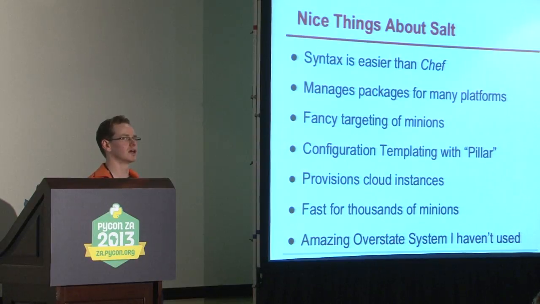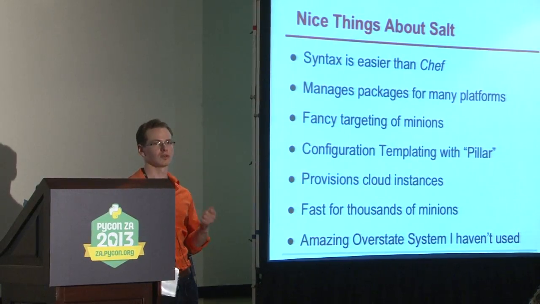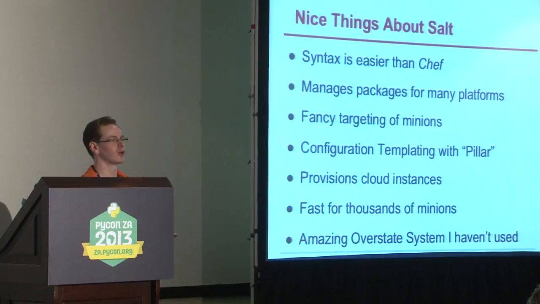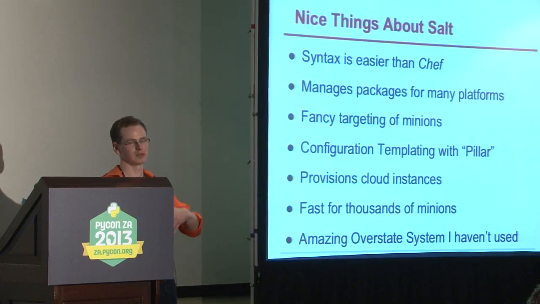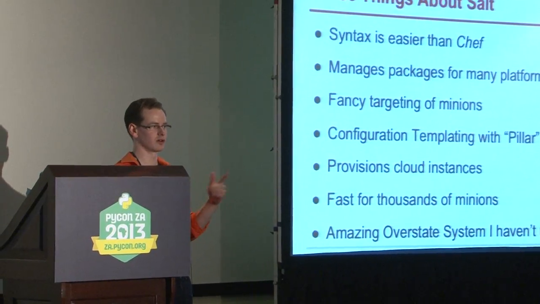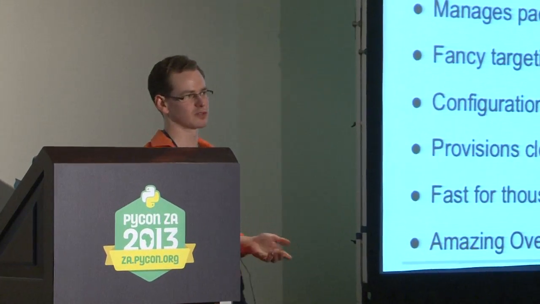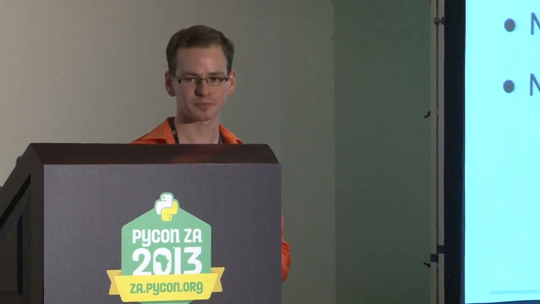The tool can also provision cloud instances using an internal tool called Salt Cloud, and it works for up to thousands of minions because of the way the protocol is implemented. But for us, we just have a small fleet of instances, and it works just as well. There's also a crazy overstate system that I haven't even used, but you can stagger deploys. So you can say, I want you to first roll out these DB roles, and if they fail, don't do the web thing. Or, you know, do the backup first, and if the backup works, then go on to the database deployments and then to the web deployments.